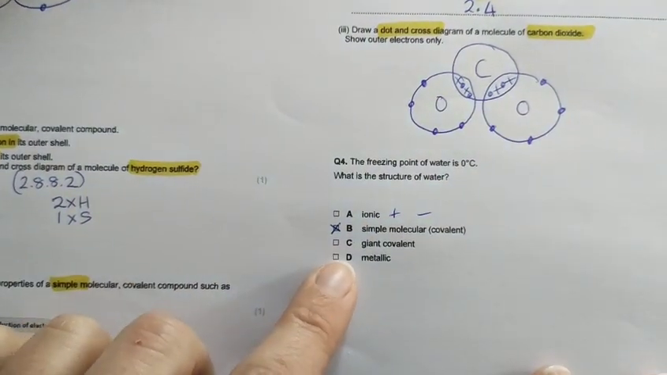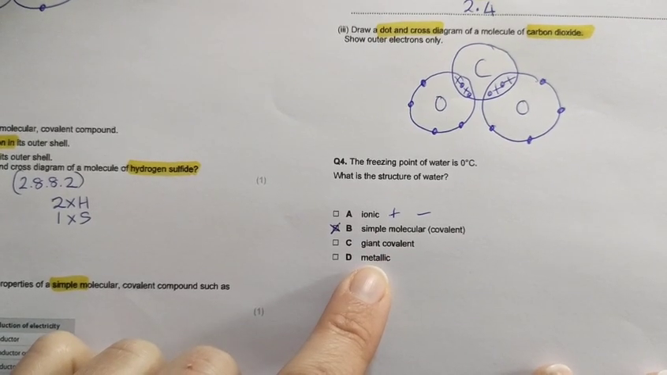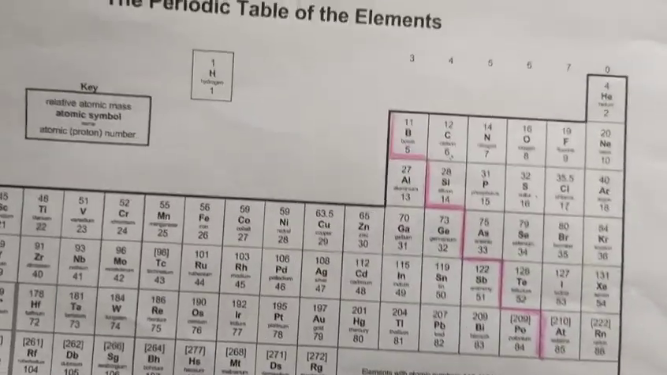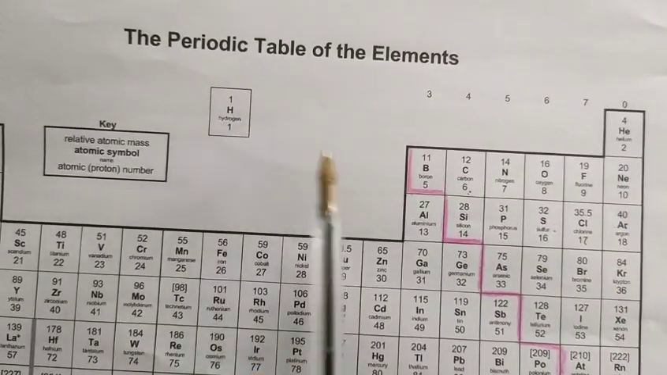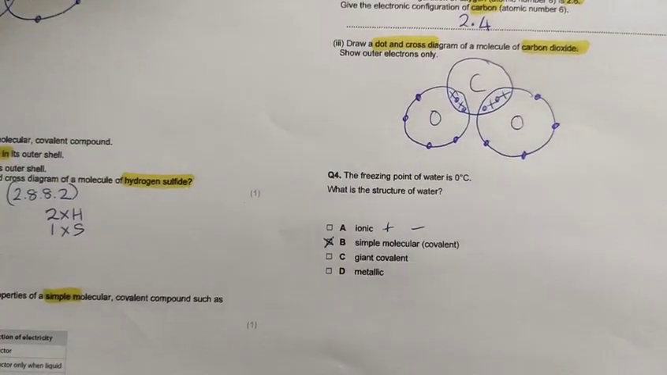It's not giant covalent. Giant covalent would be something like diamond or graphite, and it's not metallic bonding. That happens between metals, and we know hydrogen and oxygen are not metals because they are found on this side of the periodic table, although hydrogen's kind of in the middle there, but we know oxygen is a non-metal. So there we go, all done.